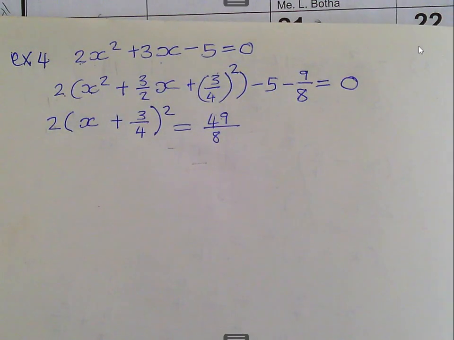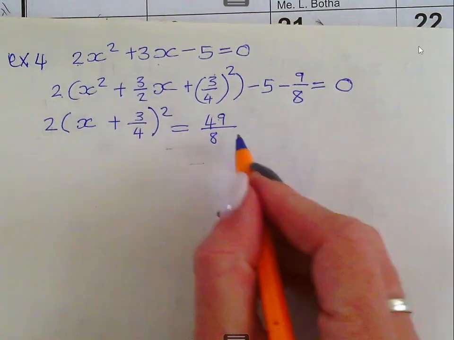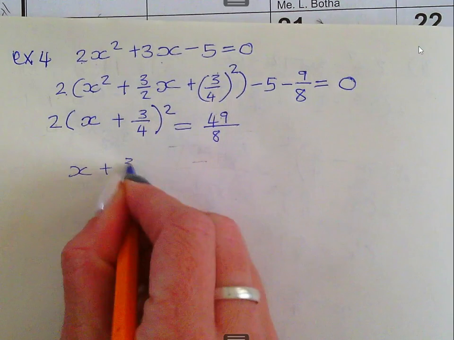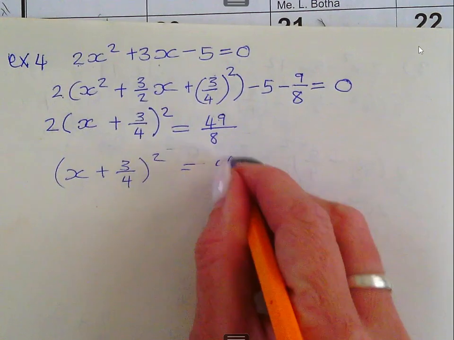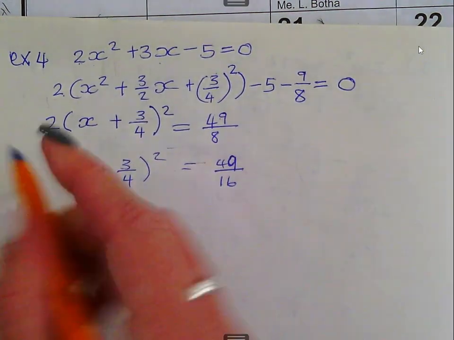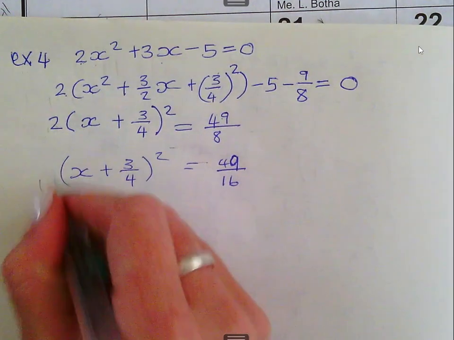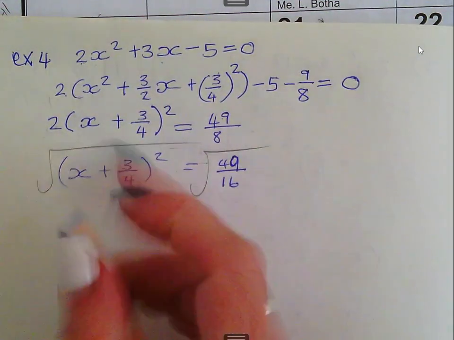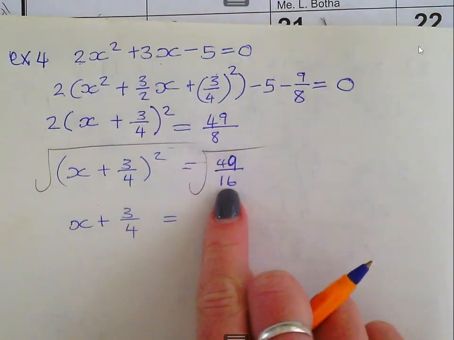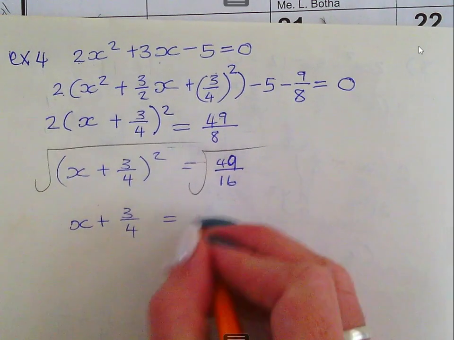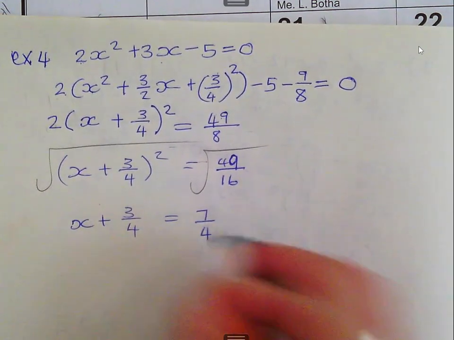What am I going to do now? Divide by 2 first. No, the bracket of the square has to be alone before I can do the inverse. So I divide with 2. X plus 3 over 4 squared equals 49 over 16. Now I can take the square root of both sides. And I have x plus 3 over 4 equal to, do you notice that? Yes. Perfect squares. Good. 7 over 4. What must I just remember?